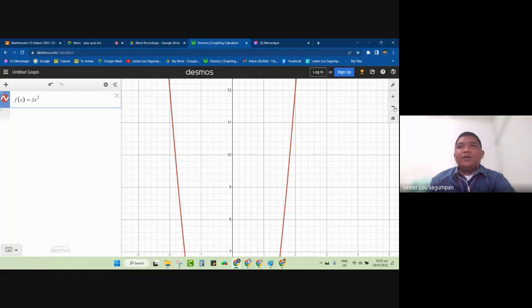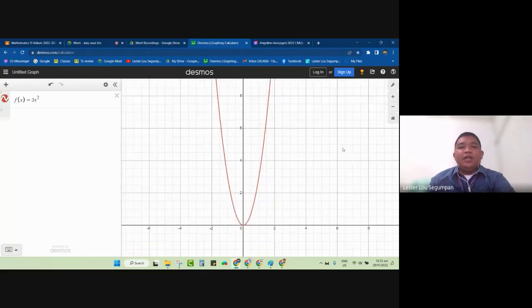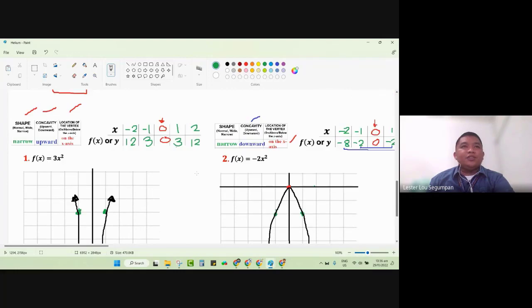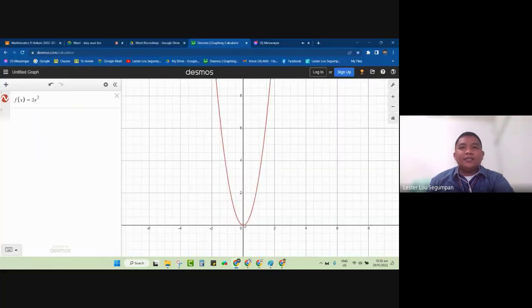So this is our graph using Desmos. And this is our graph earlier, our rough sketch of the graph. Though it's not aesthetically beautiful, it's more or less similar. Now let's try to plot the rest of the functions and see if they also meet our predictions. By the way, the vertex is on the x-axis, just like this. You'll have it opening upward, and narrower than what is normal.